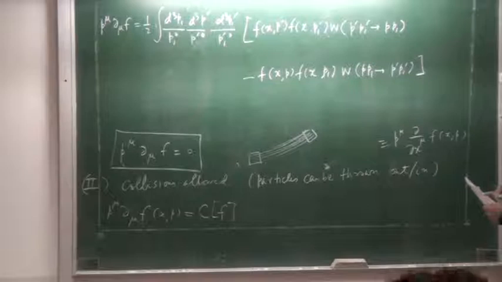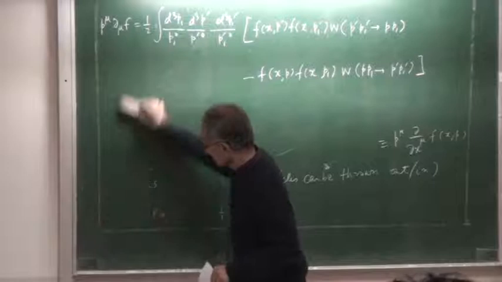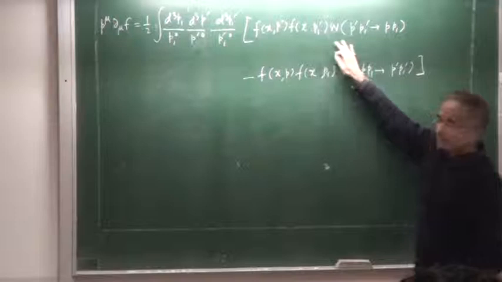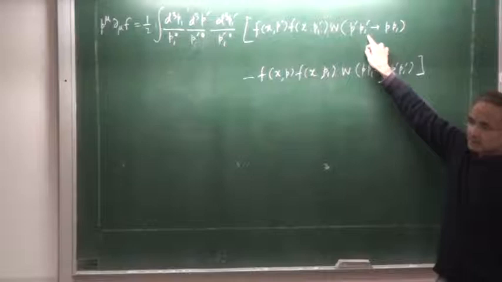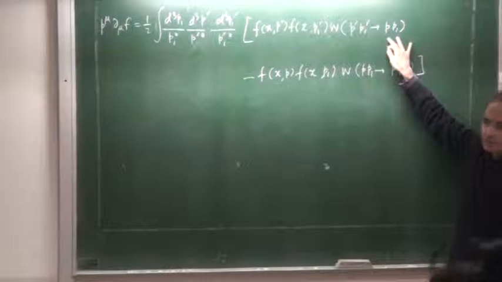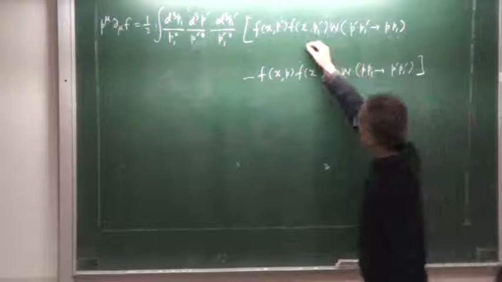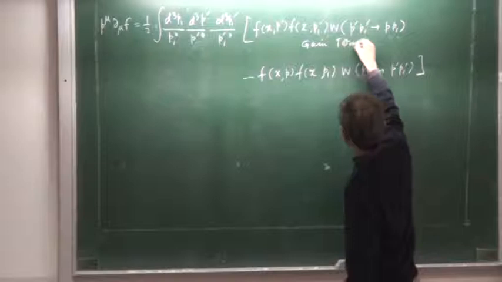Let's discuss this sum. Look at this part. It is referring to this process. Two particles with momenta p prime and p1 prime are colliding, giving rise to another two particles with momenta p and p1. This will tend to increase the population of particles with momentum p. So this is called the gain term, because you are gaining particles with momentum p.